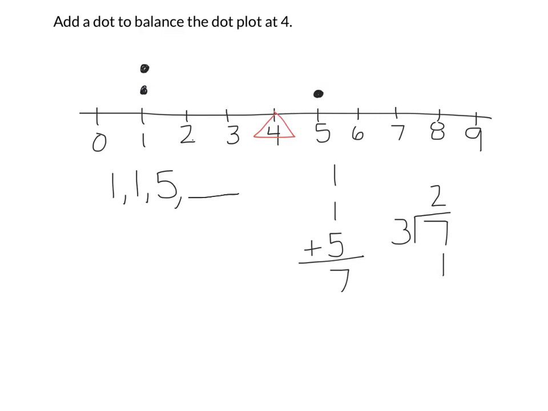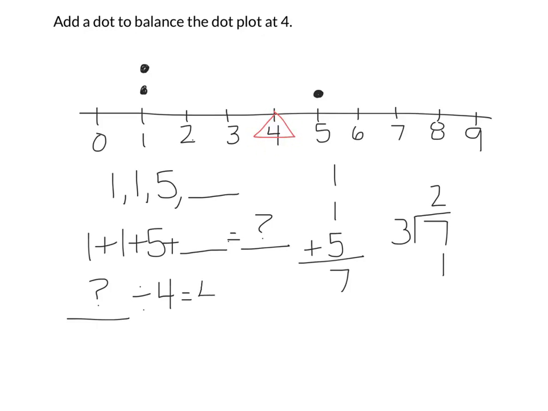So when I add all of these up, so 1 plus 1 plus 5 plus blank, I'm going to get some amount. And then when I'm finding the mean, I take whatever this total is and I divide by how many I have. So whatever this is, I'm going to divide by, well, how many numbers would I have here? 1, 2, 3, 4, including this mystery one. So I divide by the 4 that I have, and in the end I want my mean to be 4. That's where my dot plot is balancing. So I want it to be an answer of 4.